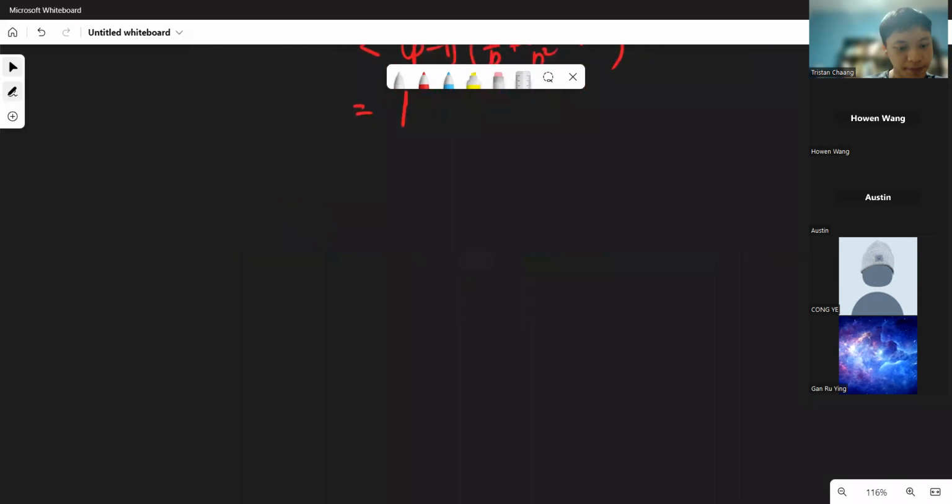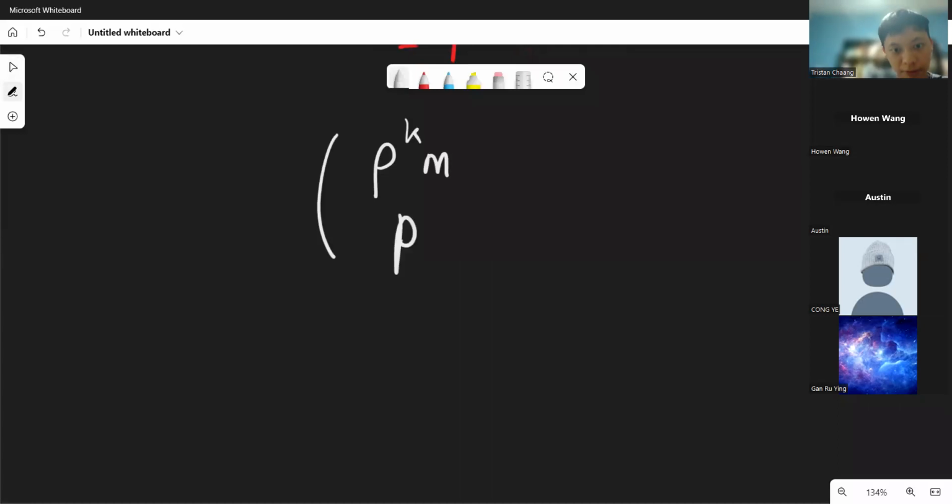So let's look at the next one. That one's quite interesting as well. So this is to look at the binomial coefficient of p to the k m over p to the k, where m is not a multiple of p. You want to prove that this number is not a multiple of p.